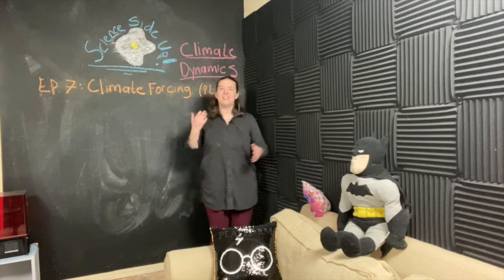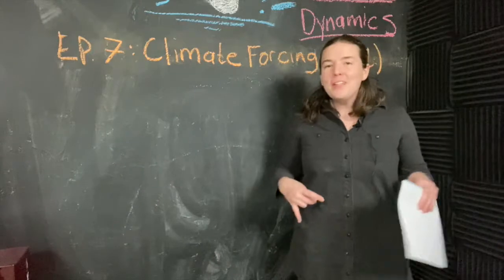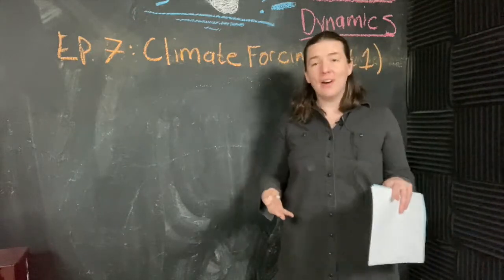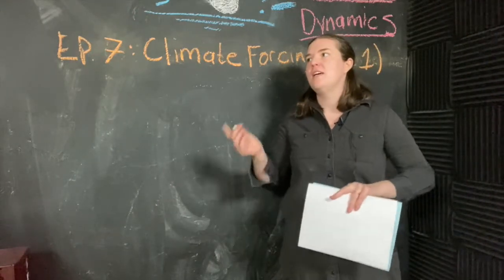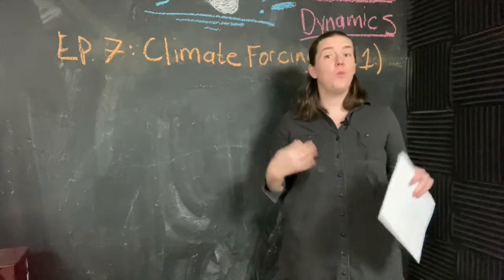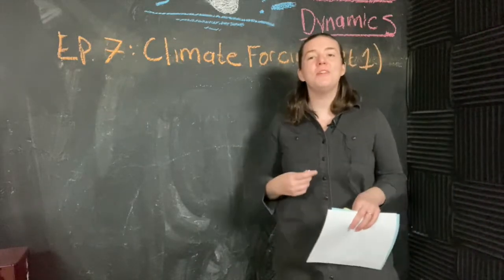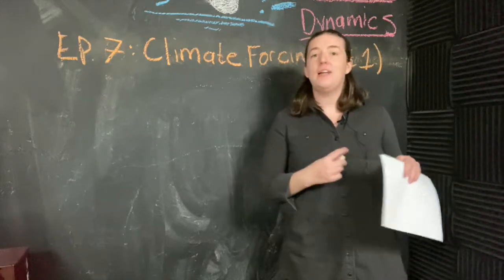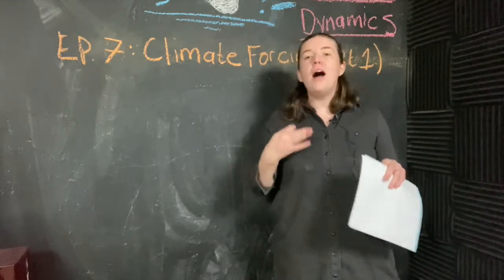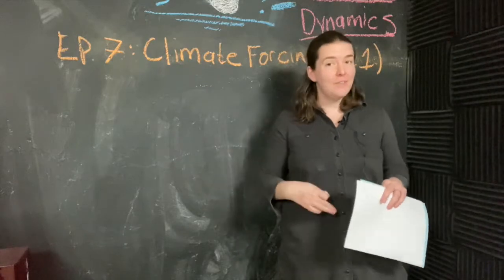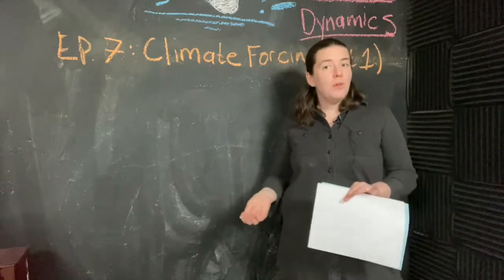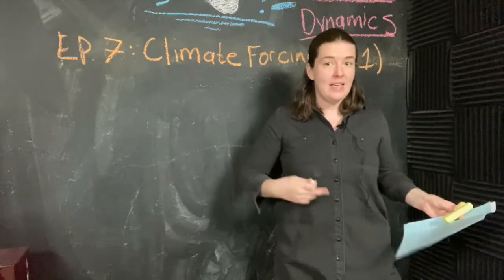Today we're going to start talking about climate forcing, specifically carbon dioxide's climate forcing. I've broken this video down into two parts because it was getting a little long trying to do it in one. The question we're going to look at for this video and the next is: what happens to Earth's surface temperature if we double the amount of carbon dioxide in the atmosphere?